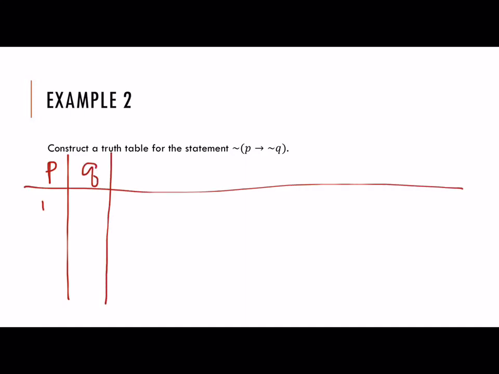And I start out the same. P is true, true, false, false. And then we have true, false for Q.